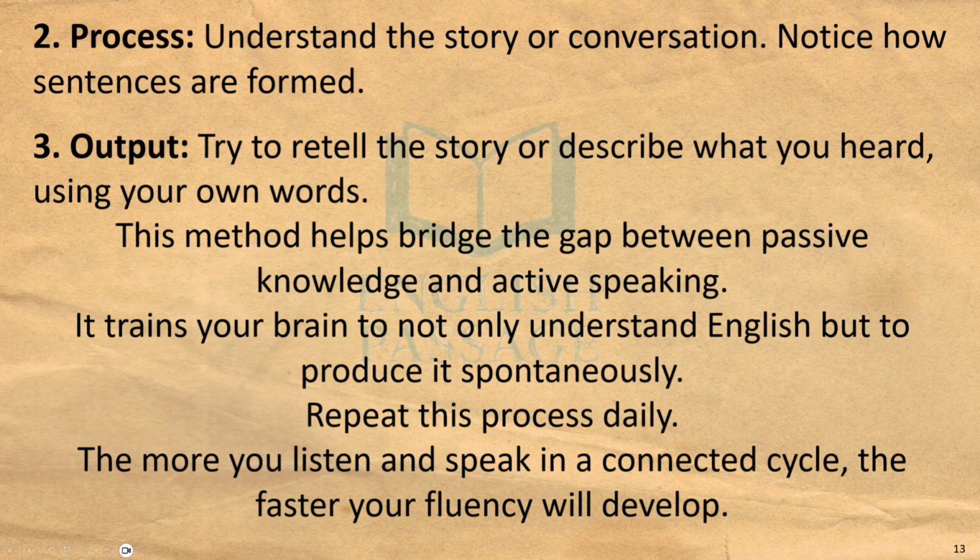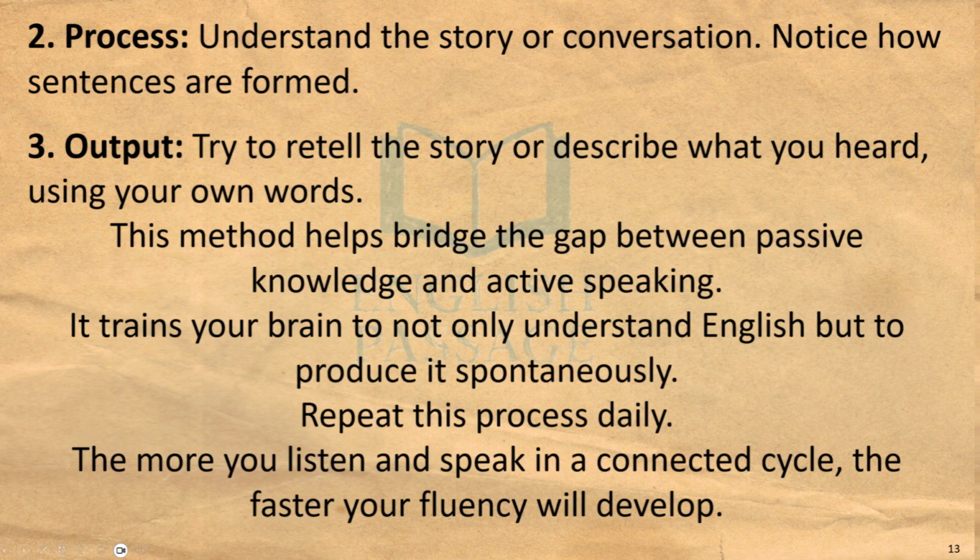2. Process. Understand the story or conversation. Notice how sentences are formed. 3. Output. Try to retell the story or describe what you heard using your own words. This method helps bridge the gap between passive knowledge and active speaking. It trains your brain to not only understand English, but to produce it spontaneously. Repeat this process daily. The more you listen and speak in a connected cycle, the faster your fluency will develop.